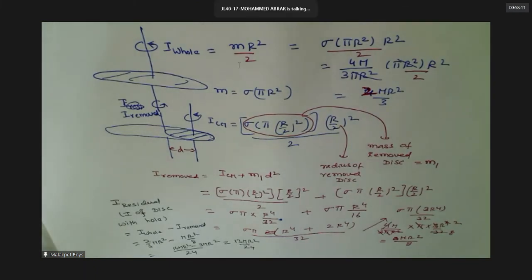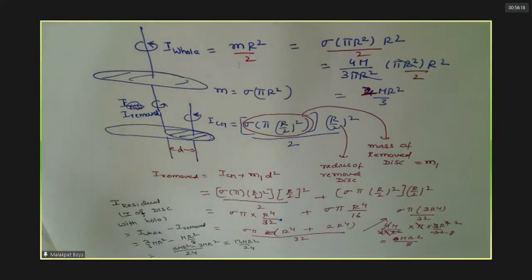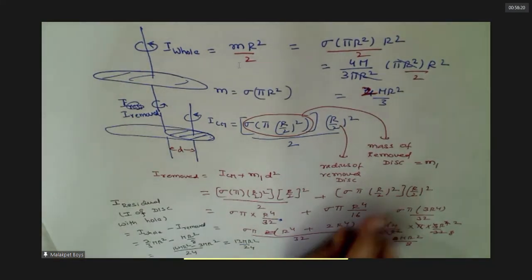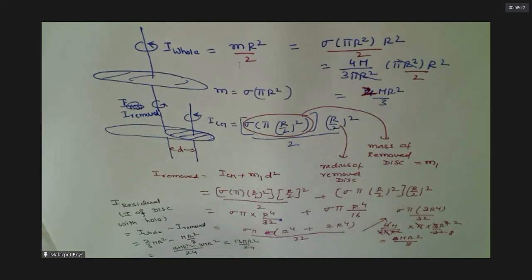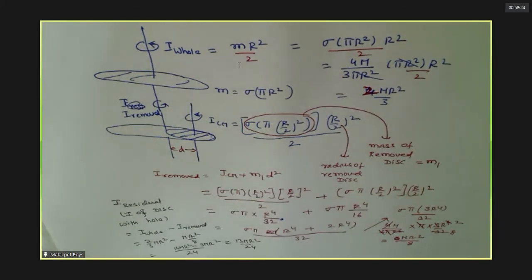Small m is the mass of the removed disk, no, sir. M1. Yes, sir. How much are you getting for that one? Fine, yes, sir. M R square by 24 only, sir. That is the only mistake we have done.